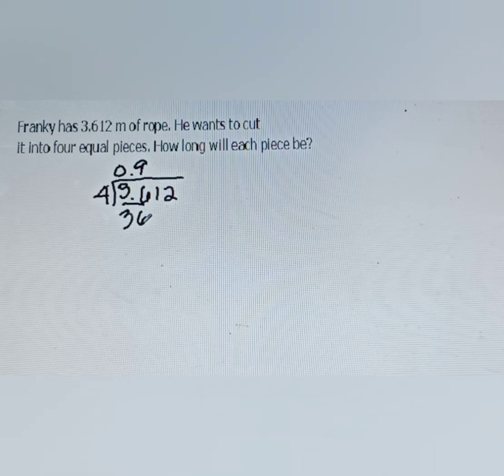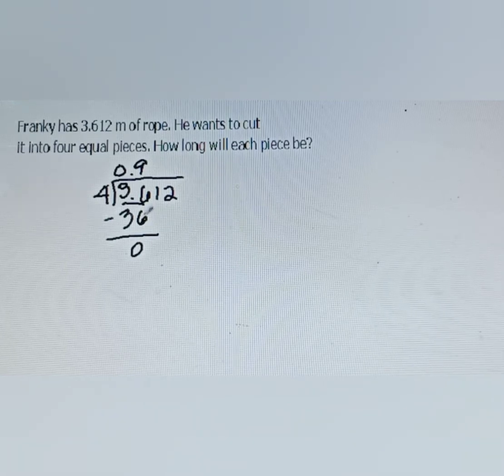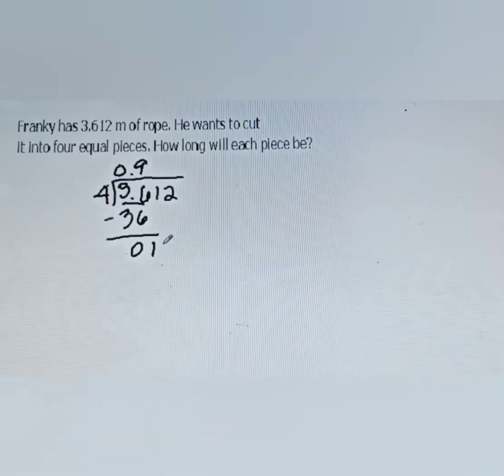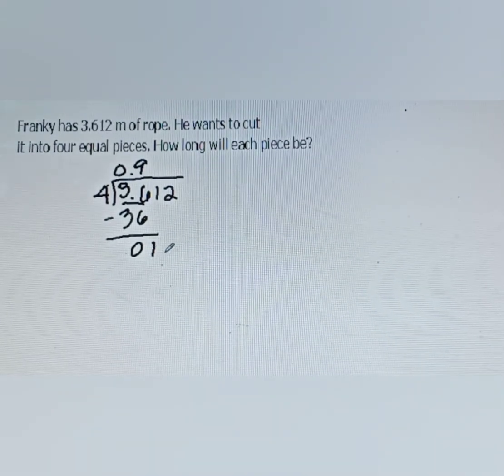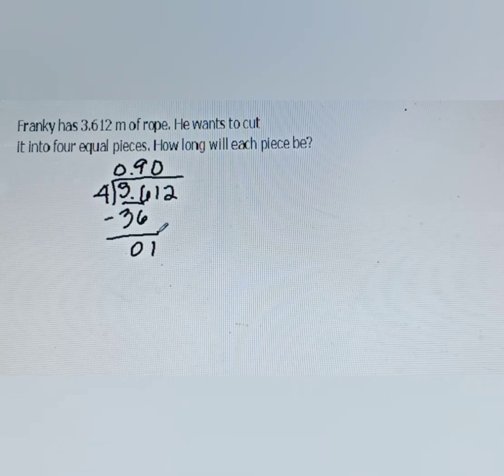Then the next process is what? I said you divide like whole numbers. So the next is you subtract these two, and that will give us 0, correct? After that, you bring down one digit, which is a 1. Then after bringing down, repeat the same process. 1 divided by 4, but since you cannot divide 1 by 4, again we write 0 above 1. Then bring down the next digit, which is 2.